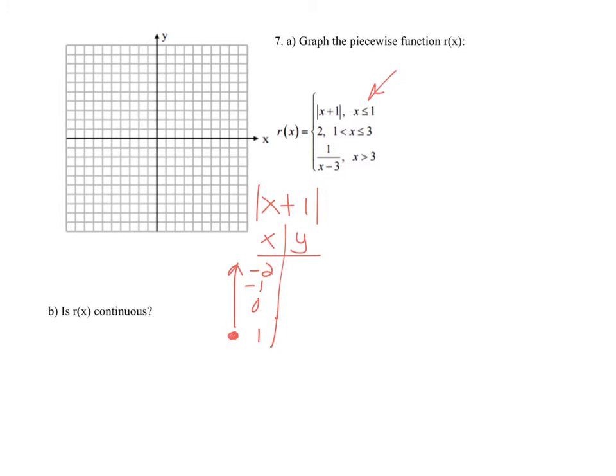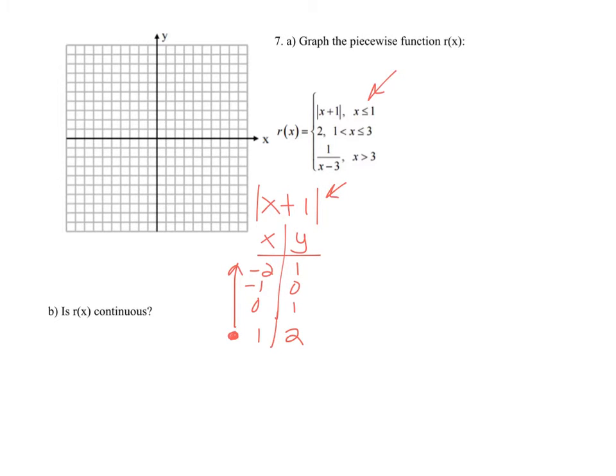So go to your calculator, plug in this function into y equals, and to get the absolute value, just press math and go to num and press abs and just put x plus 1. The table will give you your values, but you should know that these will get you 2, 1, 0, and 1. Alright, so now just graph these points.